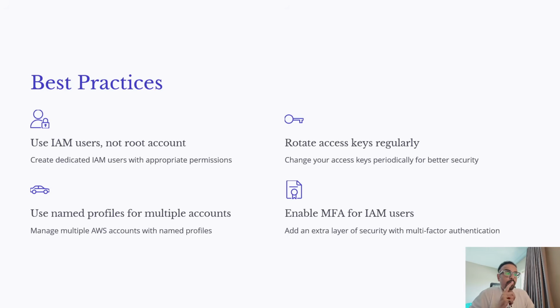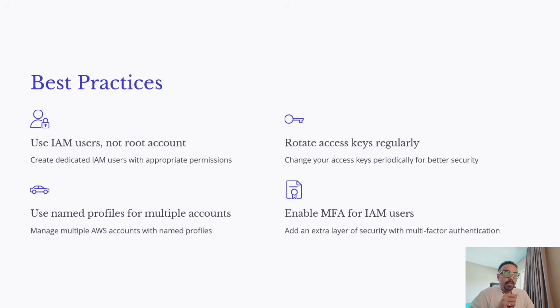Okay. Third, if you work with multiple AWS accounts, make use of named profiles the way I did that for you. So this makes switching between accounts simple and safe without having to reconfigure everything every time. And finally, enable MFA, multi-factor authentication, for the IAM user. This adds an extra layer of protection beyond just the access key and password.